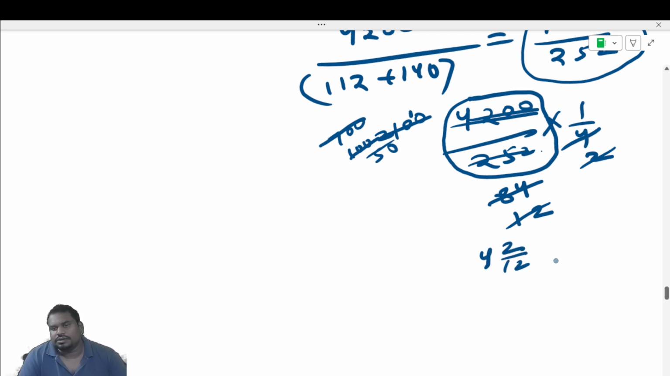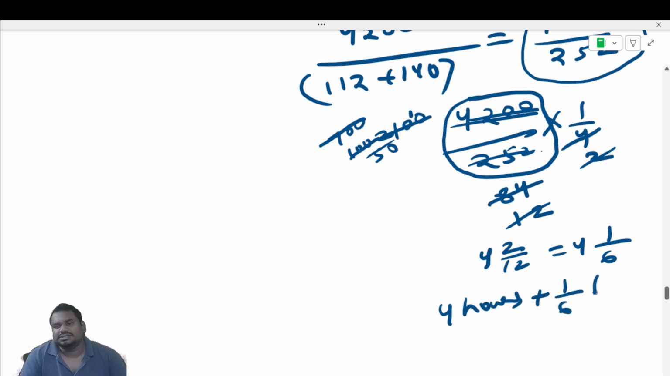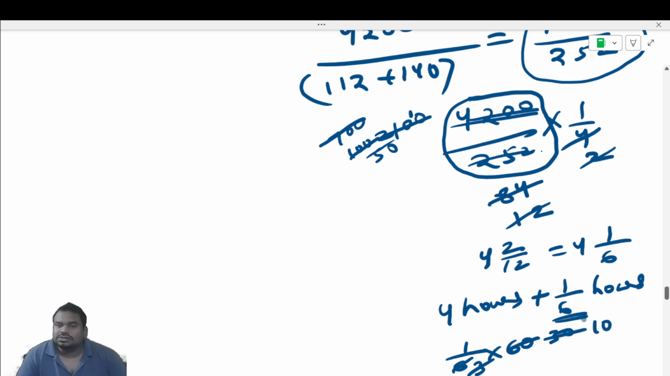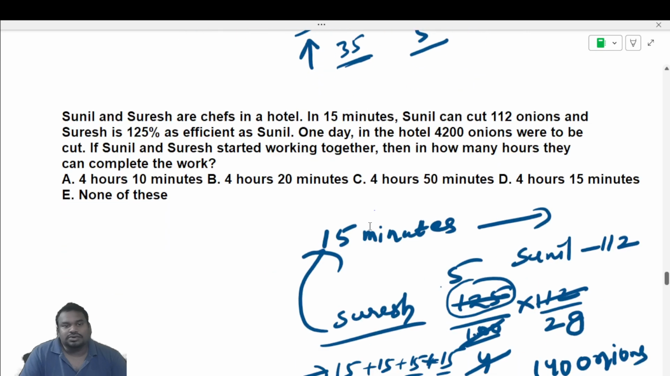So 4 1 by 6 you will get. So 4 hours plus 1 by 6 hours you are getting. But 1 by 6 hours is nothing but 1 by 6 into 60. In an hour, 60 minutes is there. So you will get 10 minutes. It means 4 hours 10 minutes they will take to cut all of them. So first option A is the answer.